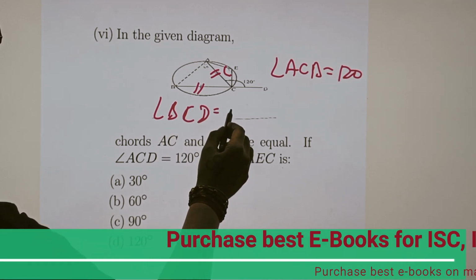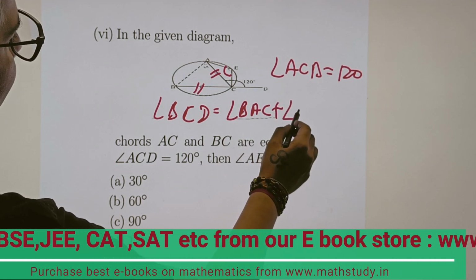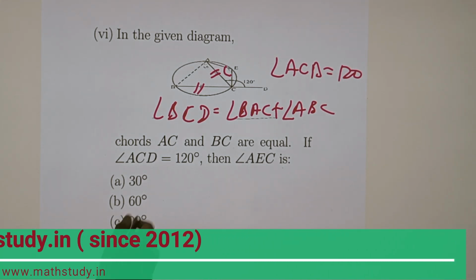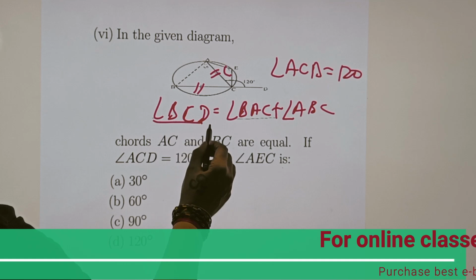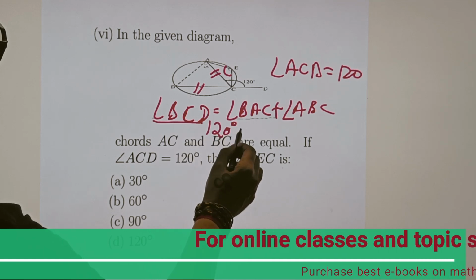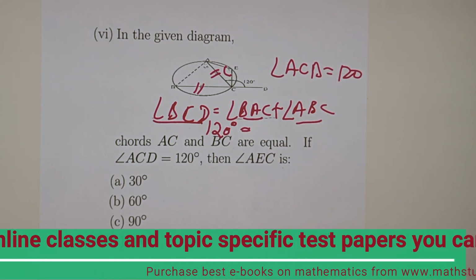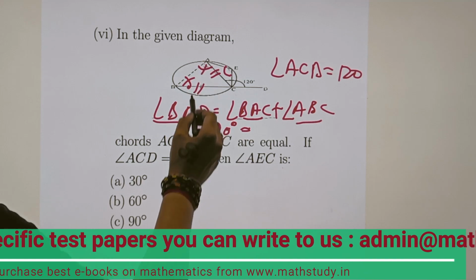angle BCD equals angle BAC plus angle ABC. Very simple. So by using this we can easily find these angles. Angle BCD is given, which is 120 degrees here. Both these angles are equal because it is an isosceles triangle. Therefore this angle is equal to this angle.